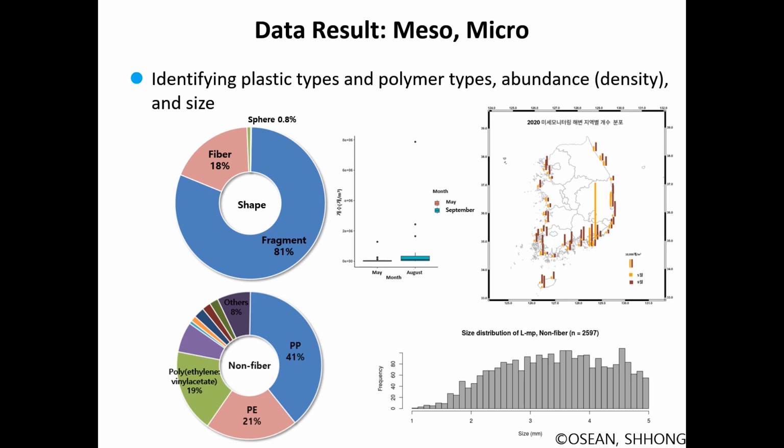The results are expressed in abundance or density. Measuring the individual size of microplastics can help to make a histogram chart. Like here, we can draw a pie chart according to the types of plastic or polymer to determine what forms or composition are high.